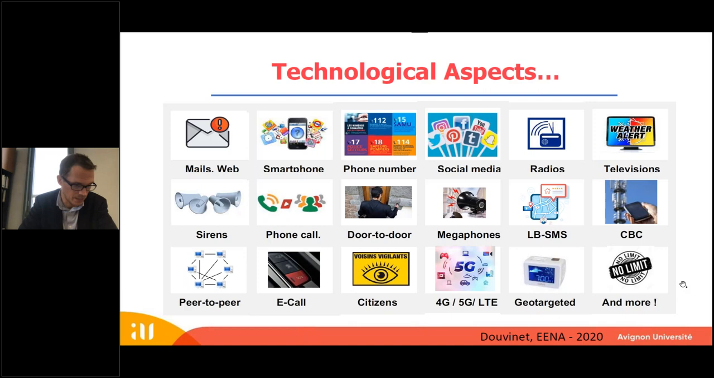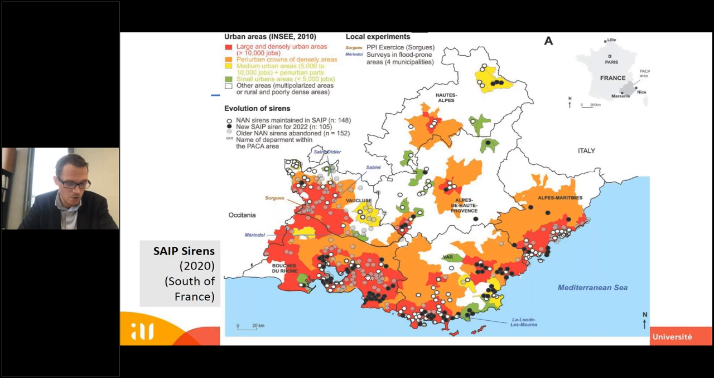And we know that the multiplication of alert tools allows us to overcome the limits of each tool in order to maximize the probability that people receive alerts in sufficient time. In this example, I show you the spatial distribution of sirens in the south of France and the recent evolution. The dark points indicate new sirens in the future SAIP system, Système d'alerte et d'information à la population in French, and these new sirens mainly cover the urban areas, while small areas and sparsely populated areas are not equipped with sirens. And the gray points indicate that old sirens will be dismantled or supported by local authorities. Then sirens do not cover all areas in France, and these solutions will fortunately be coupled with CBC and LBSMS in 2022 to respect the European decree approved in 2018.